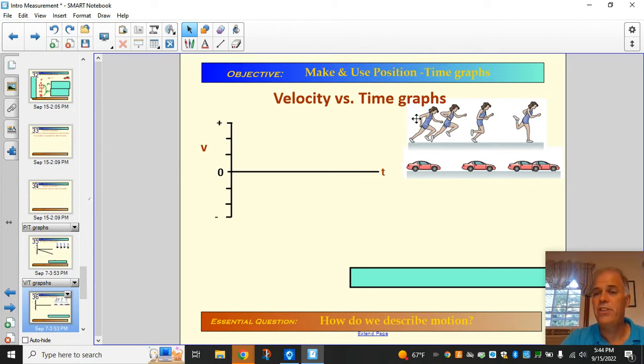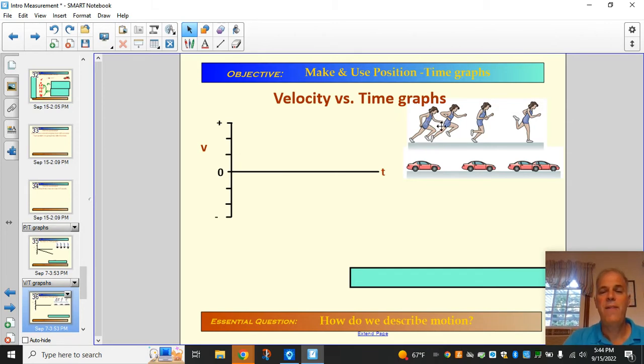If you did plot this on a position versus time graph, you'd get a kind of a curve where it would get steeper and steeper and steeper. She doesn't go very far in the first second, but she goes farther in the second and even farther in the third. So it would be an upwardly curving graph, meaning that it's getting steeper and steeper all the time, meaning the velocity is getting higher and higher.